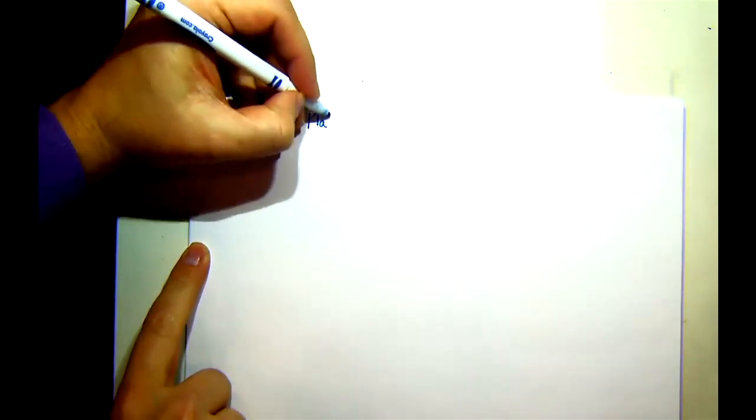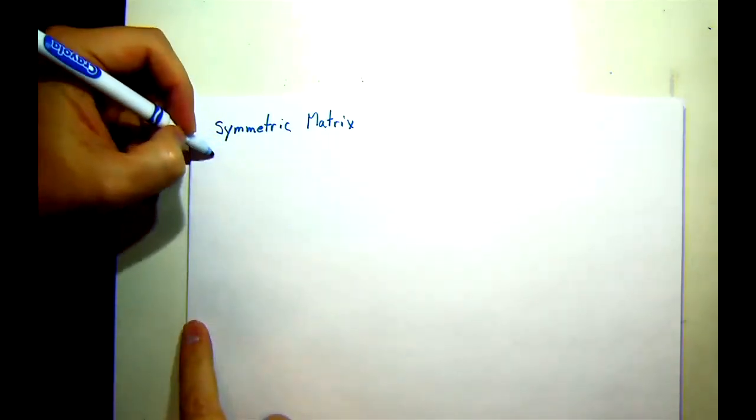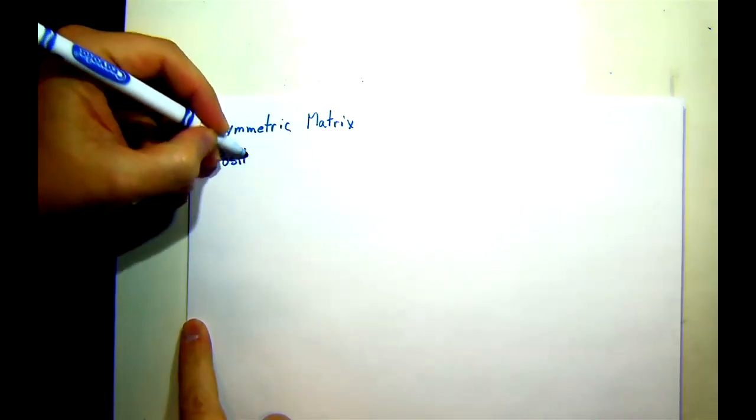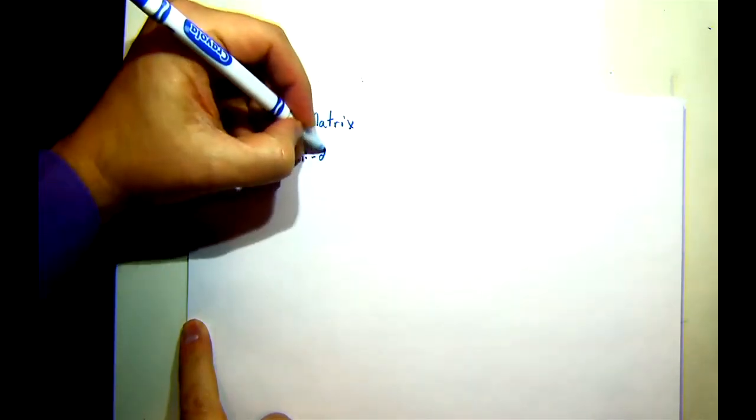Okay, so now we're going to talk about just some definitions. Symmetric matrix. The covariance matrix is what's called a symmetric matrix. And again, that's just something where it is the same across that diagonal. It is a positive semi-definite matrix.